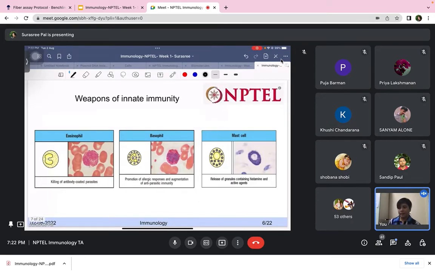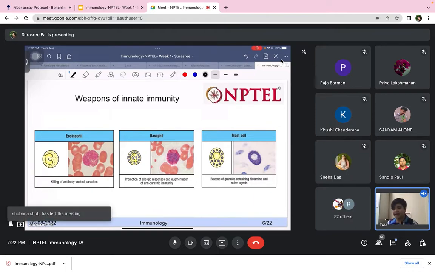Then eosinophil, basophil, mast cell, these are the granulocytes. You may be familiar with these types of cells, and they are important for providing antiparasitic immunity. Both eosinophil and basophil, right?